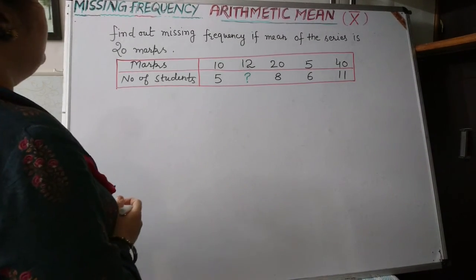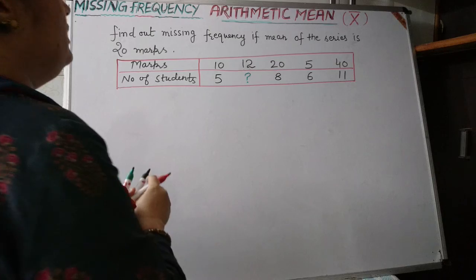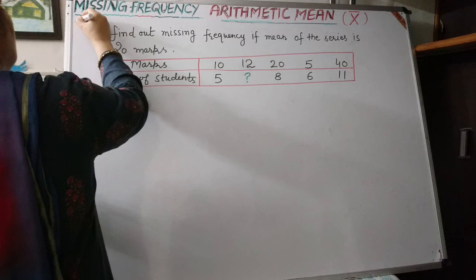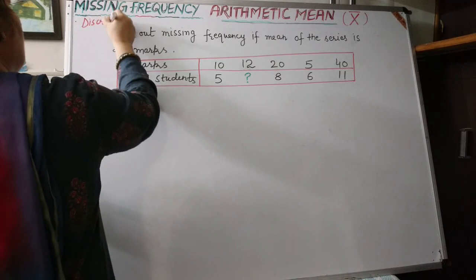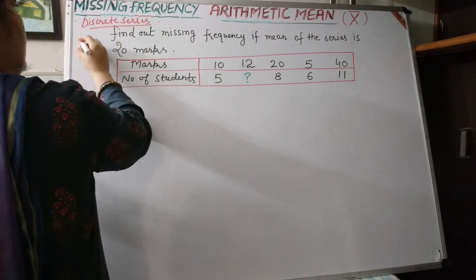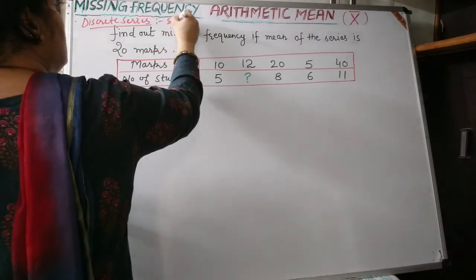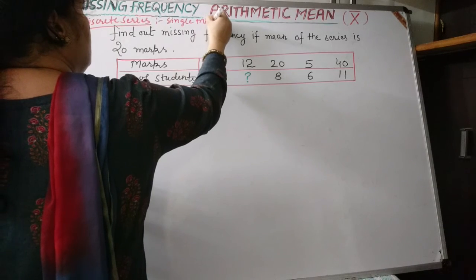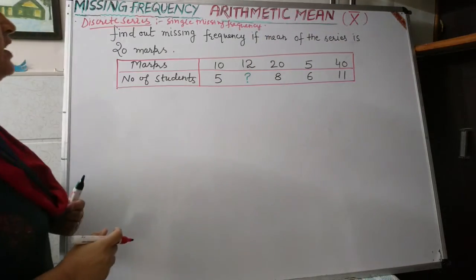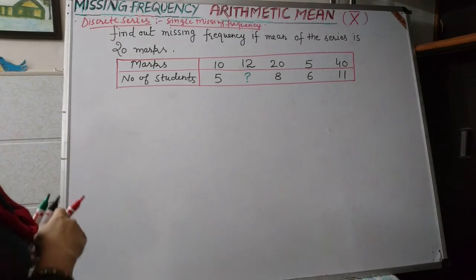In this video, we will clear the missing frequencies of arithmetic mean. Here the statement is related to a discrete series, because here frequency is given and this is a single missing frequency. Discrete series, single missing frequency, because further we will calculate two or more than two missing frequencies in a series.